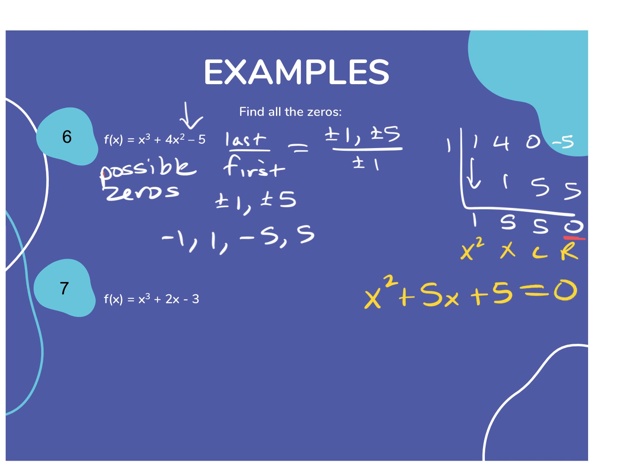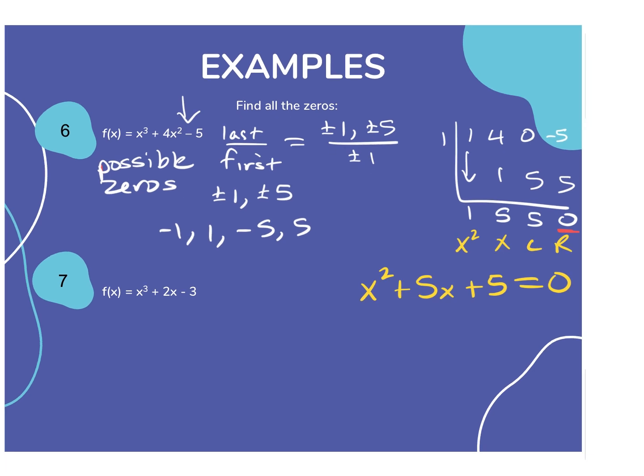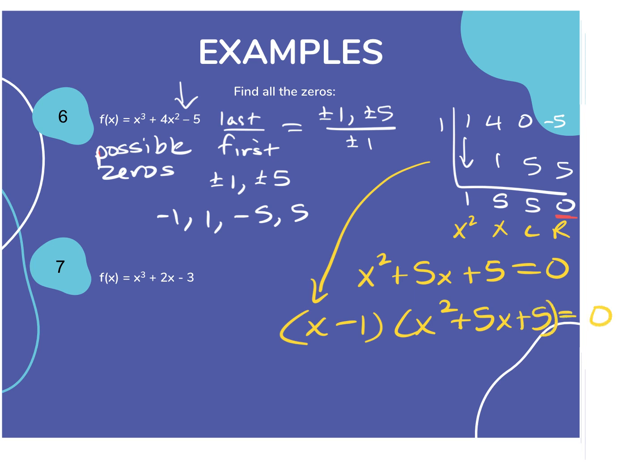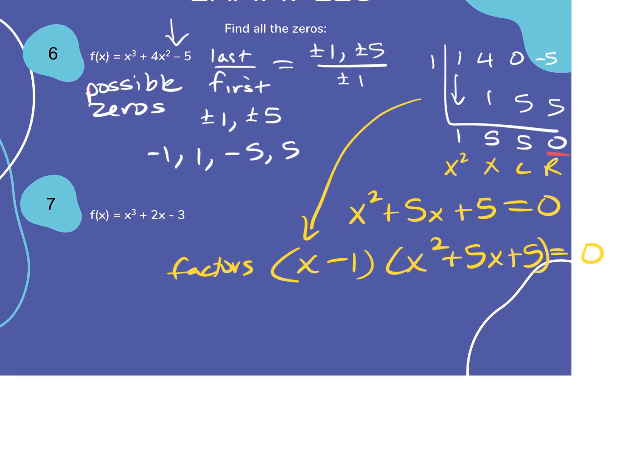It's x equals 1. Now, notice this one. There are no factors of 5 that will add and give me 5. So I can't factor it. I got to do quadratic formula. So if it asks you to list the factors, it would be x minus 1 times x squared plus 5x plus 5 equals 0. These are the factors. The zeros, I already knew this one is going to be x equals 1. This one, I have to do quadratic formula.